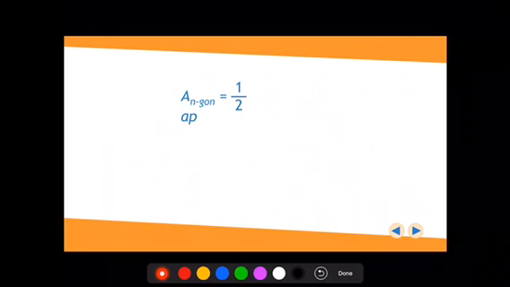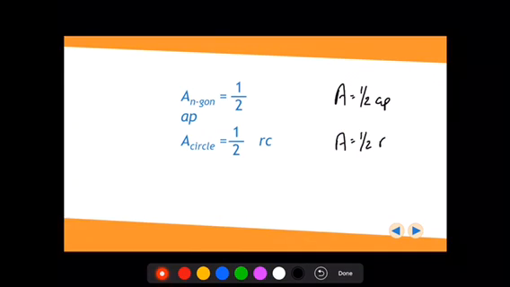Okay, so here's the equation, and again, it's kind of out of whack the way it's being displayed. The area of an n-gon is 1/2 AP, and that's the formula that we had yesterday. And then we also know that the area of a circle is going to be equal to 1/2 the radius times the circumference. That formula is developed because of the circumference. We know that the circumference is 2 pi r, so we develop that and we get area equals 1/2 r, which is the radius, times 2 pi r.